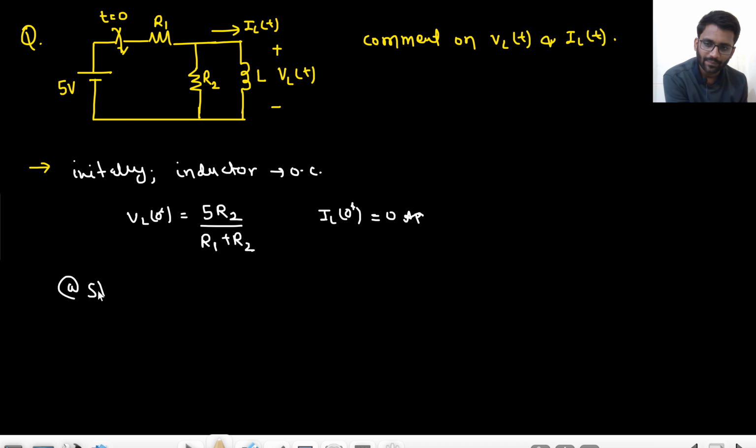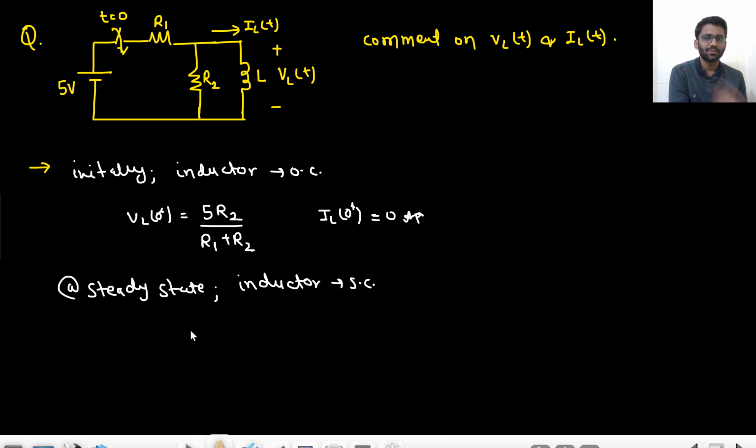At steady state, what is happening? Inductor is short circuited, right? At steady state, inductor will be shorted. So what will be VLT? VL infinity, sorry, that will be 0 volt. What will be IL infinity?